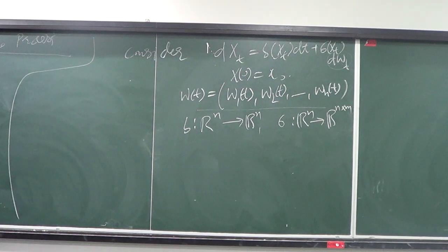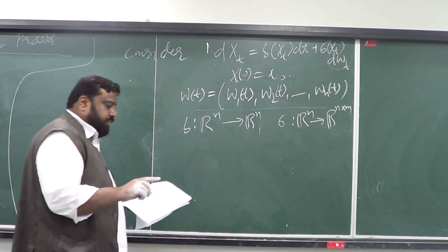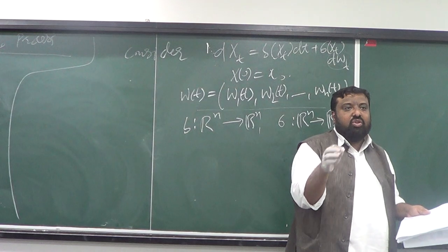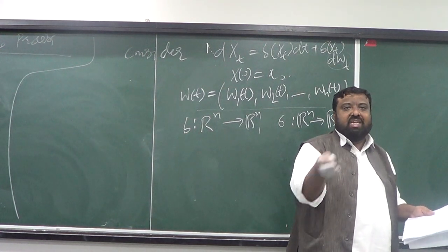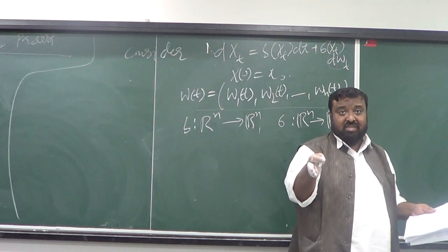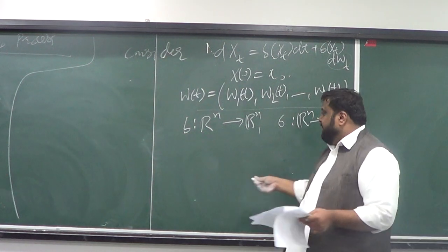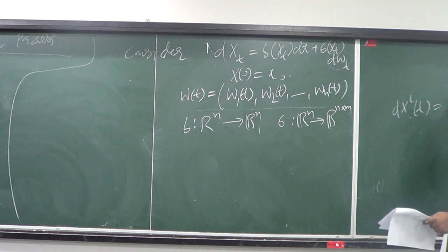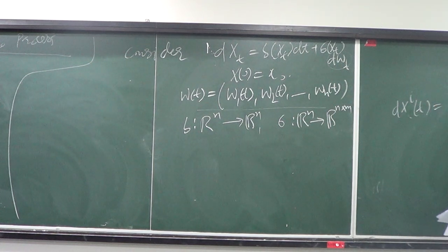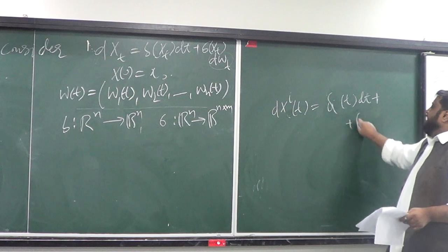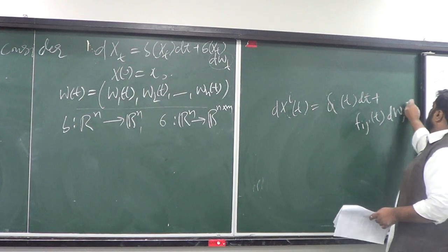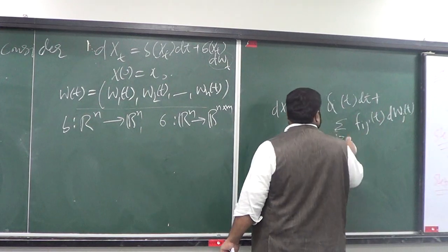It's the same as we wrote, the Ito process in n dimension. Do you remember we wrote the n-dimensional Ito process where each component is an Ito process as well? Remember, we wrote something like this. We said that dx_i of t is f_i of t dt plus g_ij of t dw_j of t, where I have a sum that goes from j equal to 1 to m.